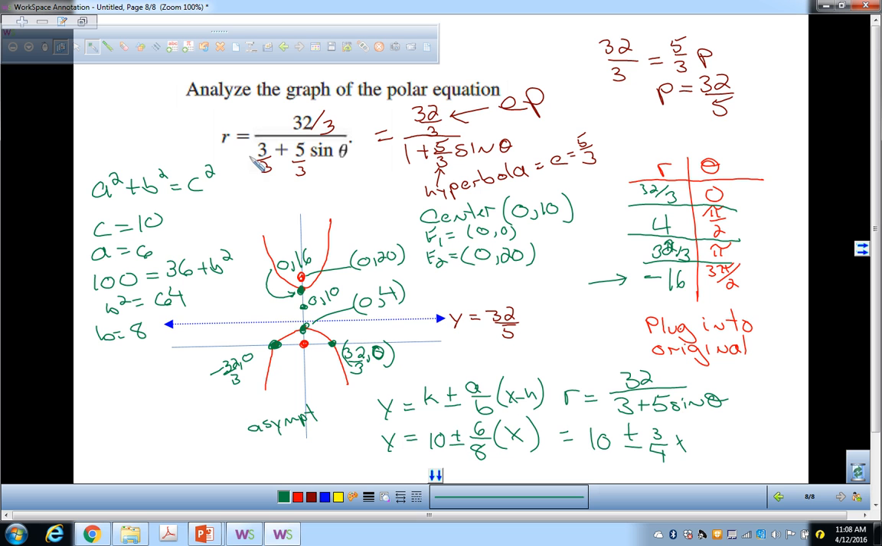That's what it means by analyze. Find the intercepts, find the vertices, find the asymptotes, find the directrix, find the foci. We did all that stuff. Yeah, those take a long time. You'll have one like that on your slides. Either like that or an ellipse.